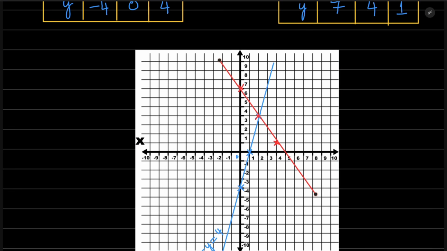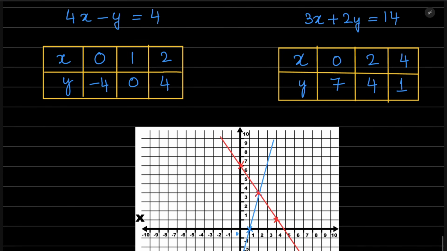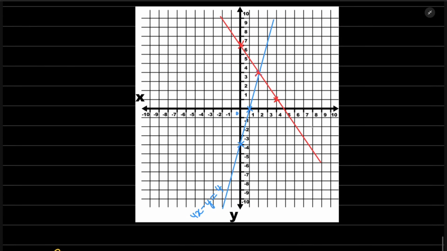I hope you can understand this quite right. So just make sure it is very accurate, because I have got this tab. I'm just trying my best to do it accurately for you. Okay, so what is the second equation? 3x plus 2y equal to 14. I'm going to just write it here. 3x plus 2y equal to 14.